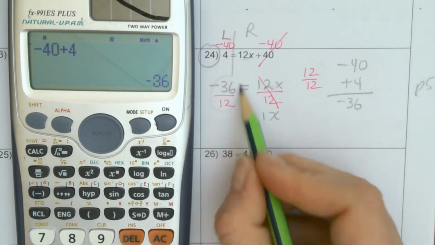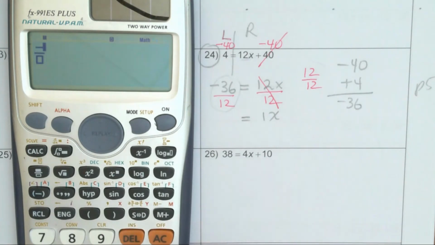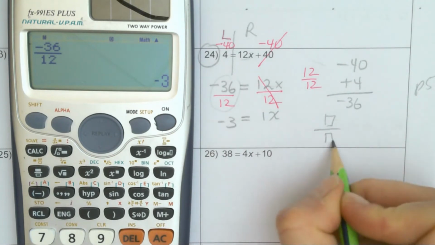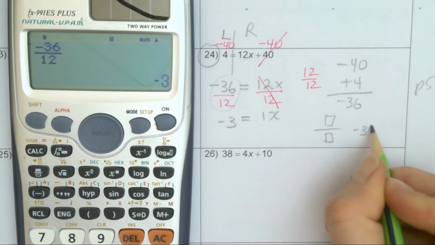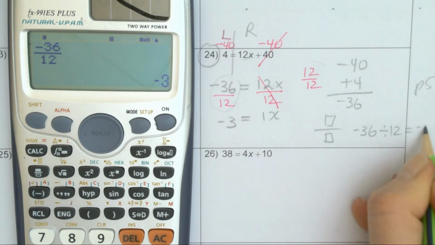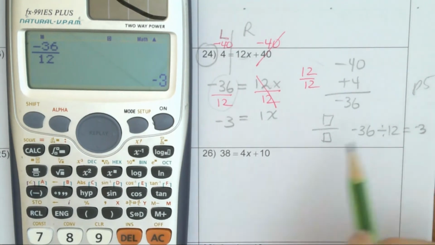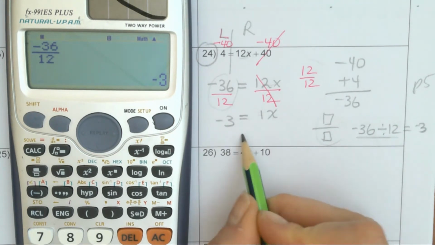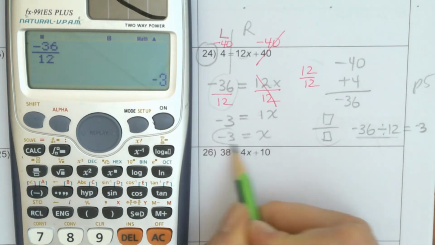This in my calculator, let's put it in. It's minus 3. So you can use the fraction button, or you can go minus 36 divided by 12 equals minus 3. So you can use the button, or you can use divide. So here, we don't write the 1, so we just go x equals minus 3. That's the answer.